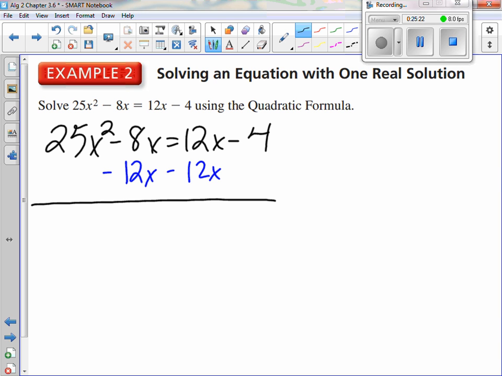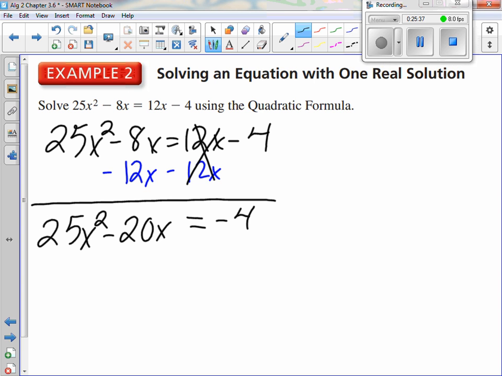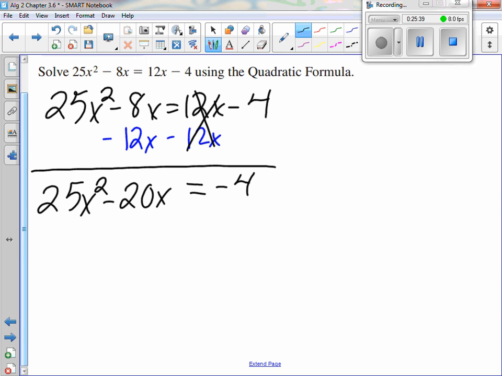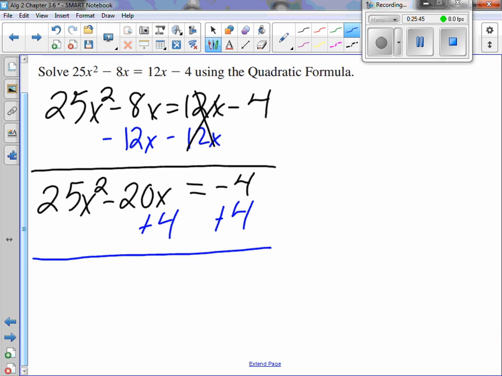Because we can do 12x first. Now this time we do have like terms, 8x and negative 12x. These are the same. And negative 8 minus 12 would be negative 20x equals negative 4. Well, now we would add 4 to both sides.